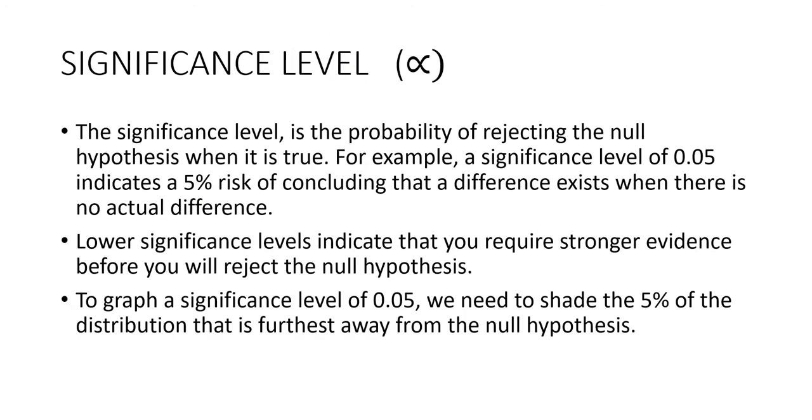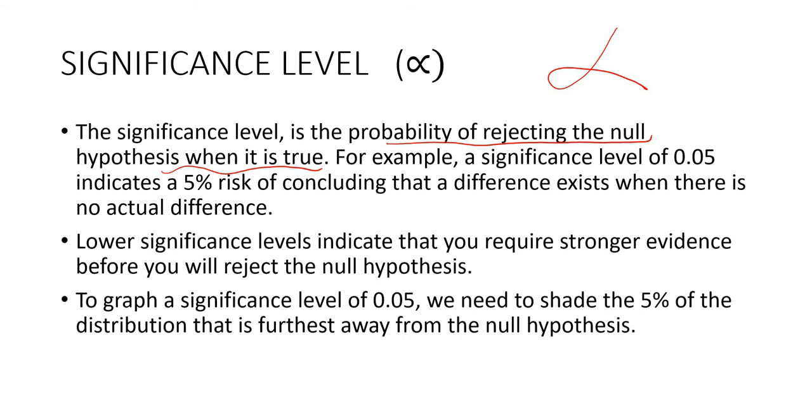You understood, I believe. Now I am getting into the significance level. It is denoted by the Greek letter alpha. What is the difference between significance level and the p-value? The significance level is the probability of rejecting the null hypothesis when it is true. This is really a good definition. For example, a significance level of 0.05, that is 5%, indicates a 5% risk of concluding that a difference exists when there is no actual difference.